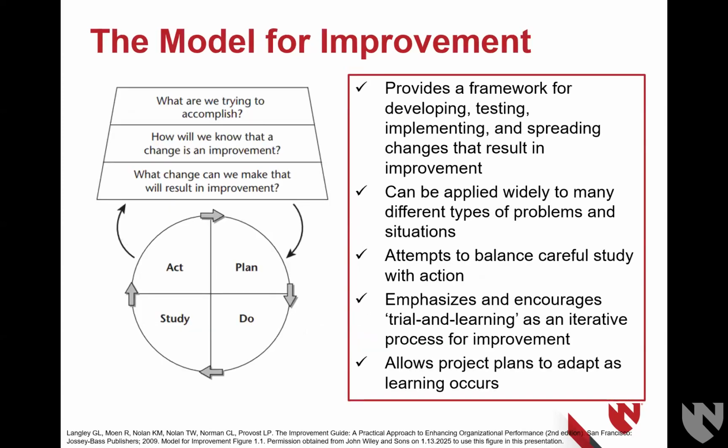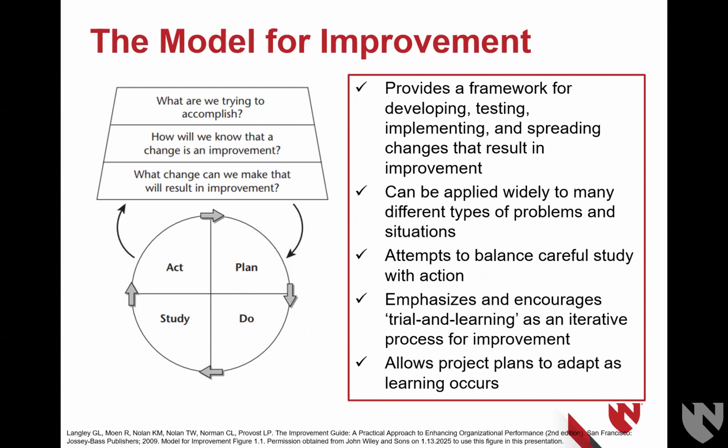The model for improvement was developed by Associates in Process Improvement and is the improvement model that is widely promoted by the Institute for Healthcare Improvement. The model for improvement is based on 3 fundamental questions that can be addressed in any order, though we typically need to answer the first question first to set the direction for our work.